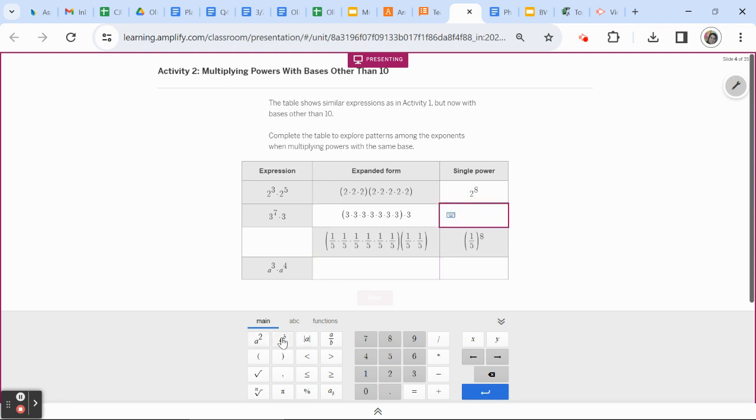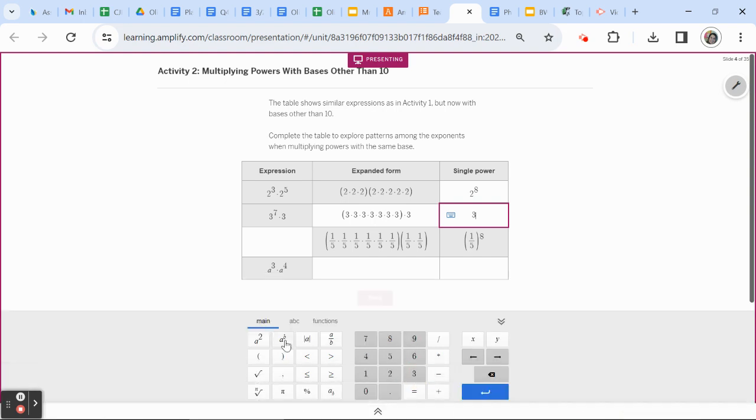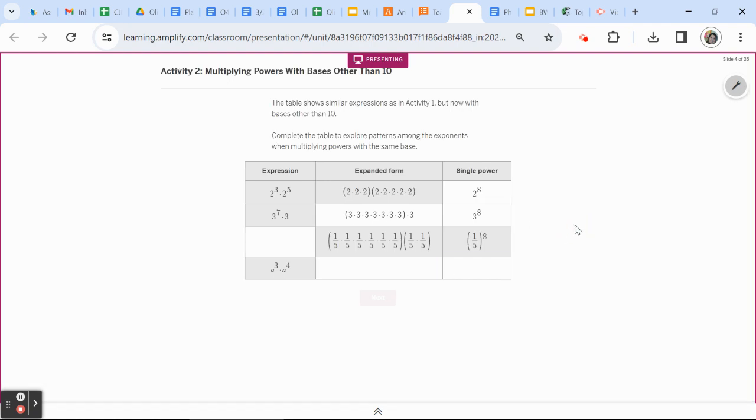So that would make your 2 to the 8th power, or not 2, my bad. It's not even 8 o'clock yet. I'm not quite fully awake. 3 to the 8th power. We're not even solving what these are.